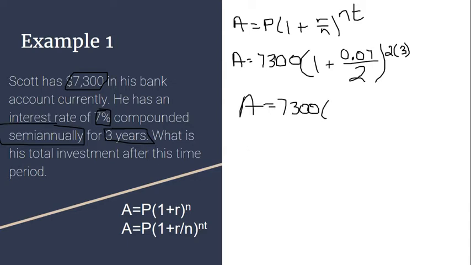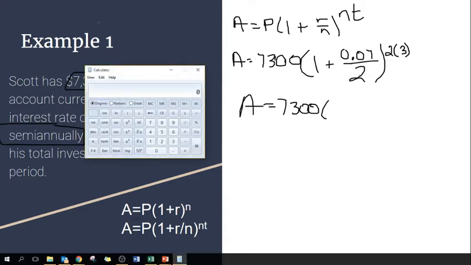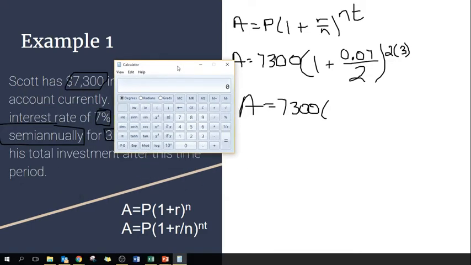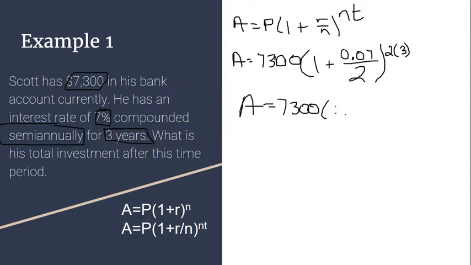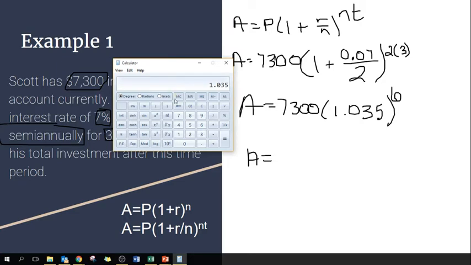Now if I type this into my calculator, I'm going to type just the inside of the parentheses first. So I'm going to have 1 plus 0.07 divided by 2. It's going to give me a 1.035. 2 times 3 gives me a 6, so that's to the 6th power. So I'm going to go ahead and type all this into my calculator again. I'm going to first do my 7,300 times 1.035 raised to the 6th.